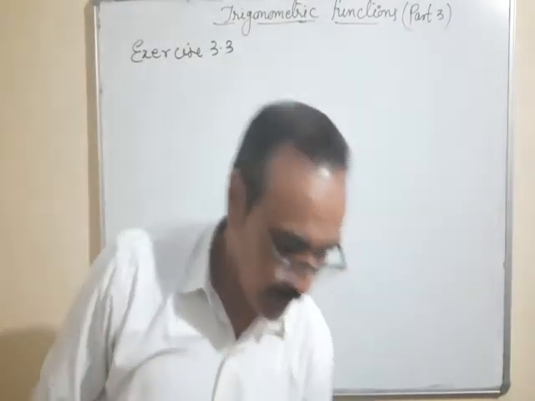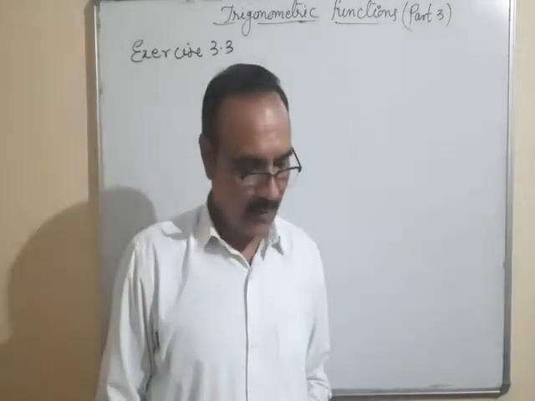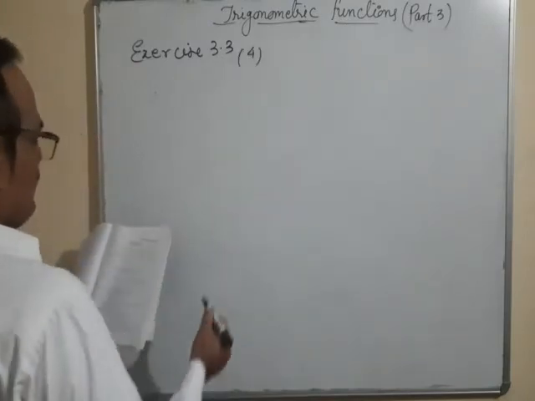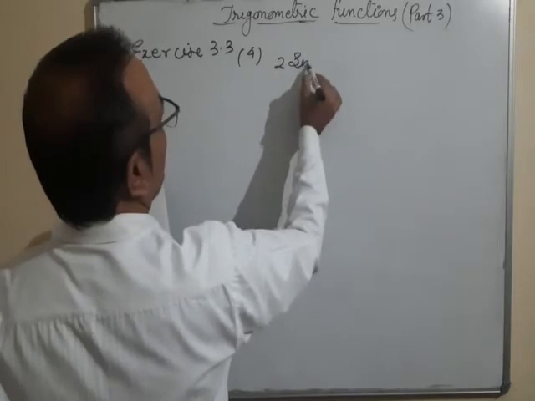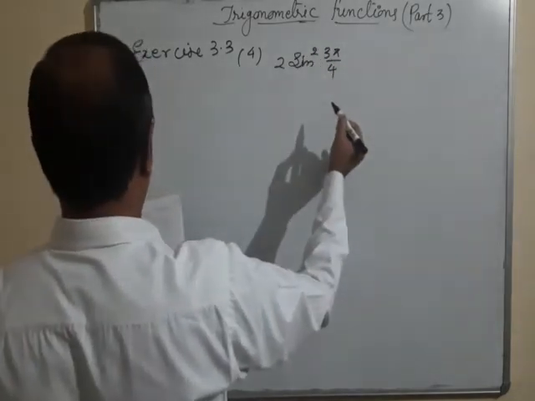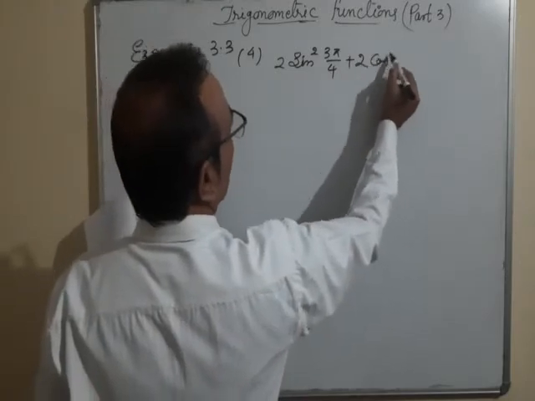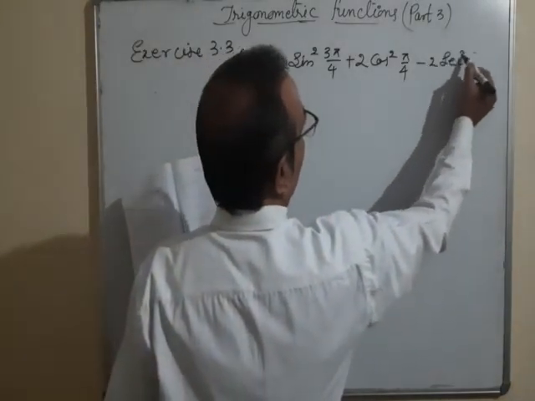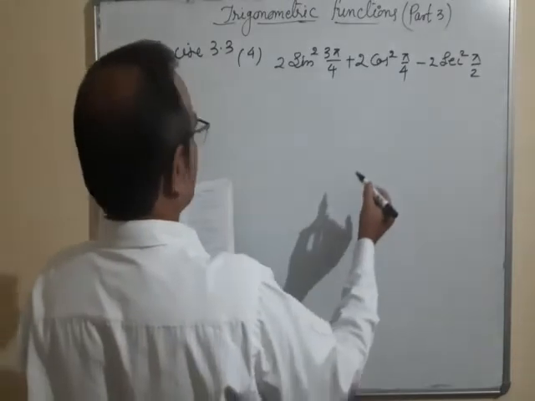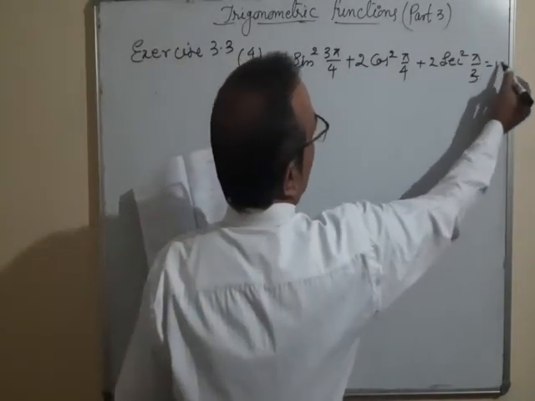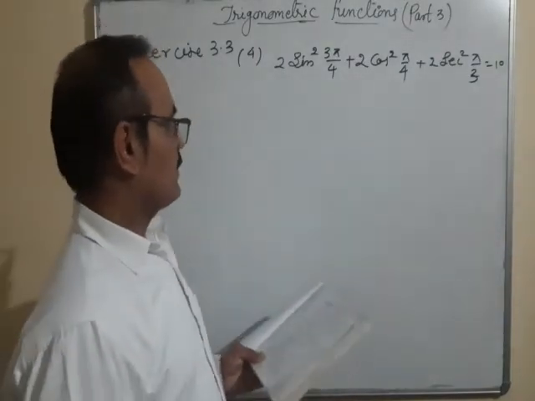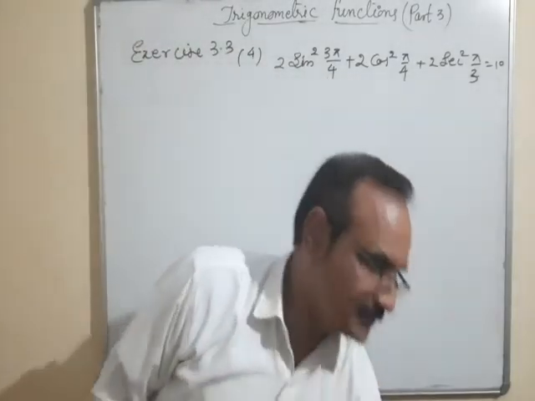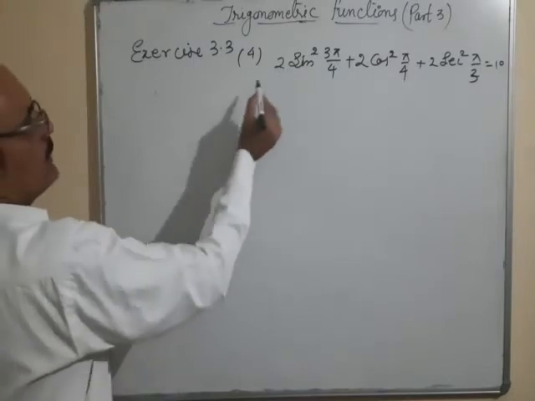After that, I want to take a question. Question number 4: 2 sine square 3 pi by 4 plus 2 cos square pi by 4 plus 2 sec square pi by 3 is equal to 10.